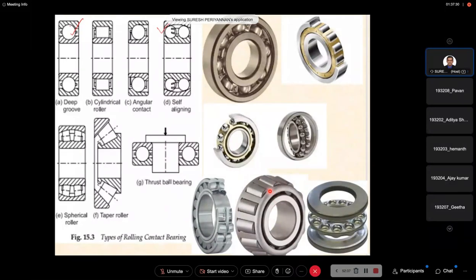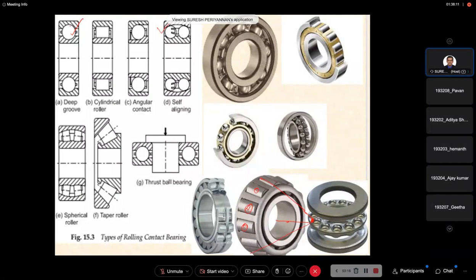In the taper roller bearing, the rolling element is a frustum of a cone. If you extend this axis, it is a frustum of a cone with respect to the center axis of this shaft. Here, this is the axis of the individual rolling element. The axes of each individual rolling element intersect at a common apex, a point on the axis of the shaft or axis of the bearing.